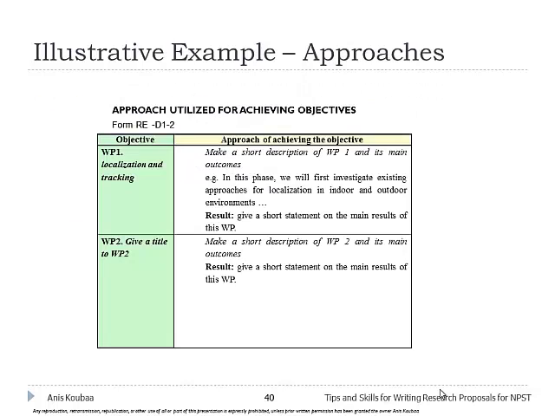And this is a table where you specify the approach to follow. You write the objective, that is the work package, and then you describe your methodology to reach this objective, for example, localization and tracking. Here you make a short description and the main outcome of this objective. So for example, in this phase, we will first investigate the existing approaches for localization.